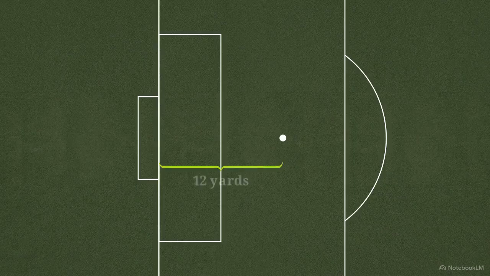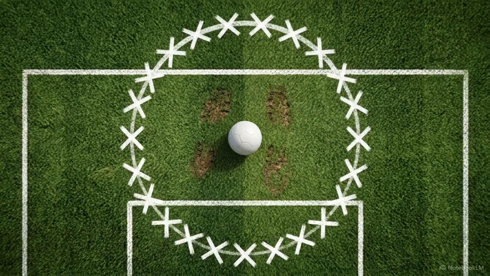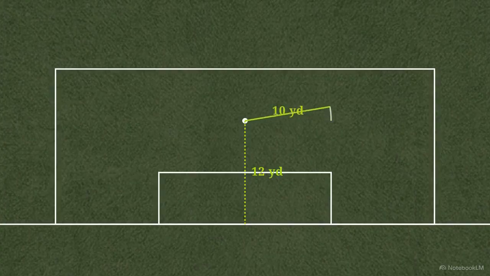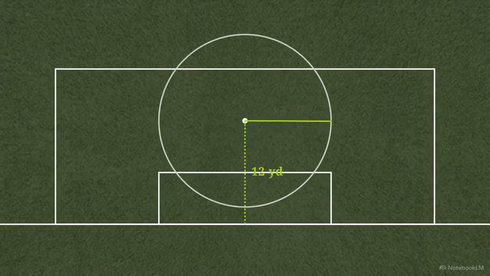Jumping back to the penalty box, the penalty mark is exactly 12 yards from the goal. During a penalty kick, the game enforces the exact same fairness rule. All non-kicking players must remain at least 10 yards from the ball. Draw a 10-yard radius around a mark only 12 yards from the goal line. The circle spills over the top edge of the 18-yard penalty area.